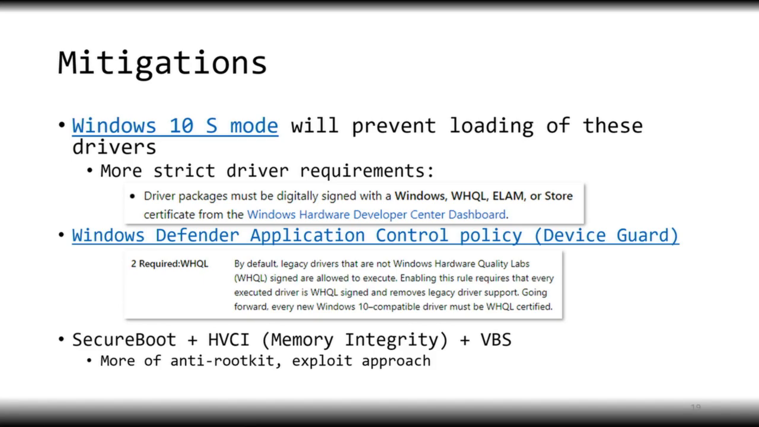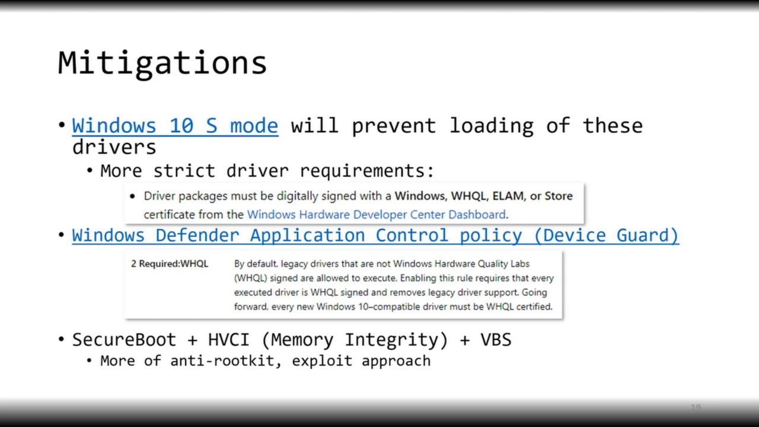The other way you can achieve mitigation is using Windows Defender Application Control policy, known as Device Guard before. Using a customized policy, you can specify what kind of drivers you want to allow to load on your system. For example, you can specify only WHQL-certified drivers to be loaded on the systems you are looking at. Those are two mitigations you can put on your system.